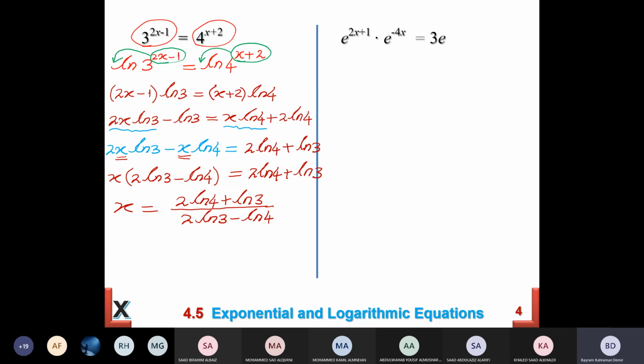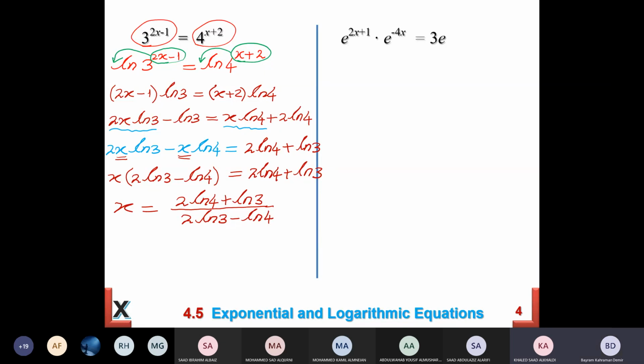Can we solve it by the regular logarithm? Yes, you can use logarithm with base 10. Just replace ln with log. Just write logarithm, that's nothing. Logarithm of 3 to the power 2x minus 1. There you are.